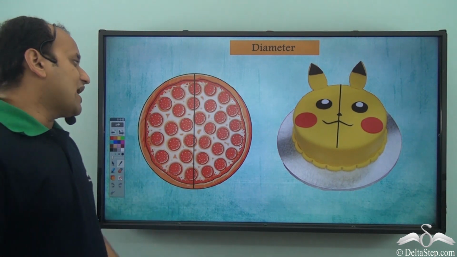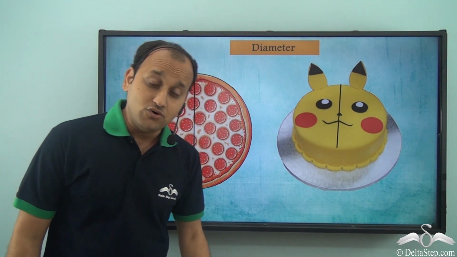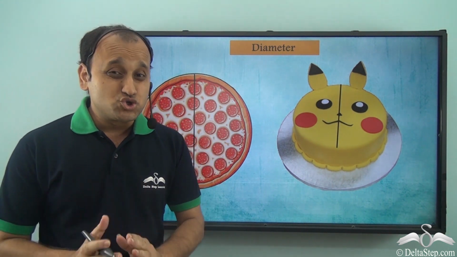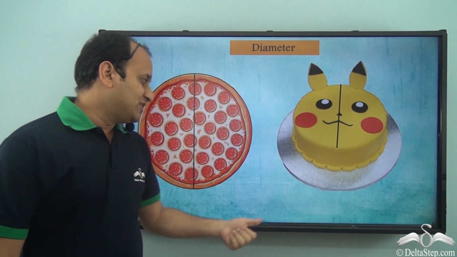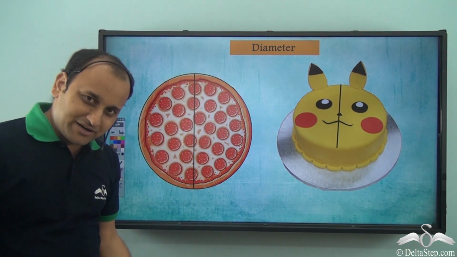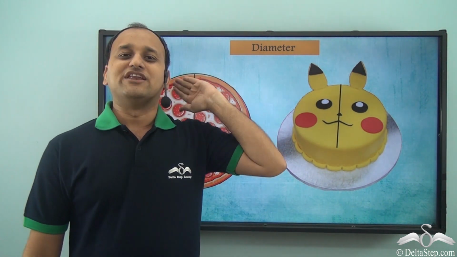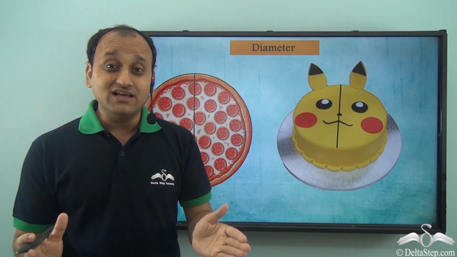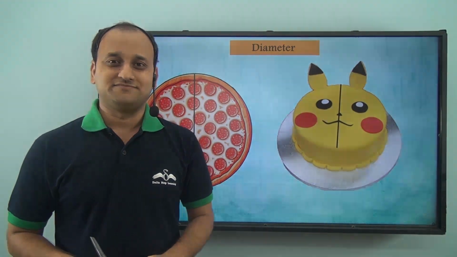So whenever you have a circular object in front of you and you want to divide it into exactly two equal halves, you need to draw the diameter of that circle, and when you cut the object along the diameter, you get two identical halves.